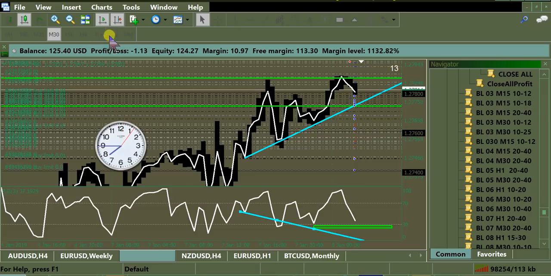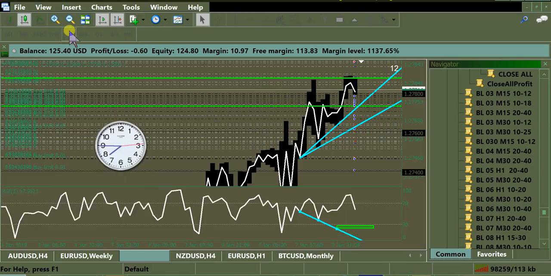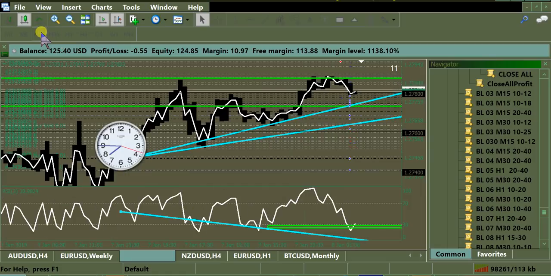When people put a trend line like this on closing prices, then you switch time frames. It doesn't hold in there. See, it doesn't hold, right? It's not right. It's just wrong.